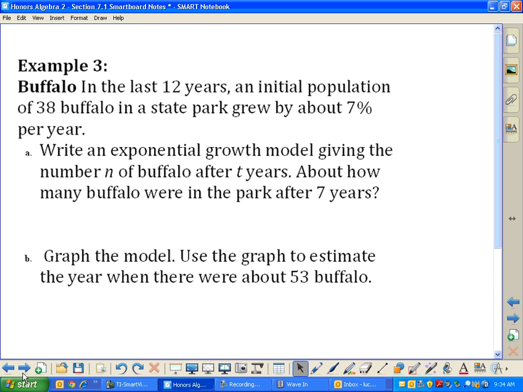Buffalo, not Buffalo, New York, like buffalo, like big, stinky animals. They're gross. I think they still have them at Boyce Park. They really stink.